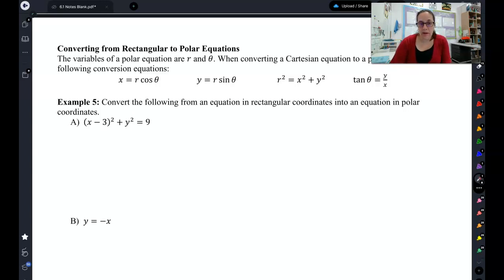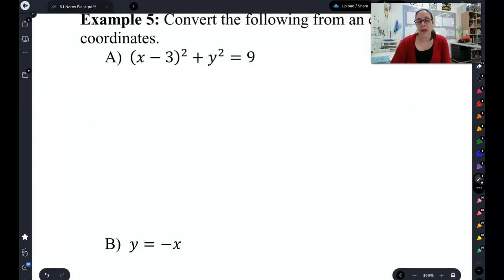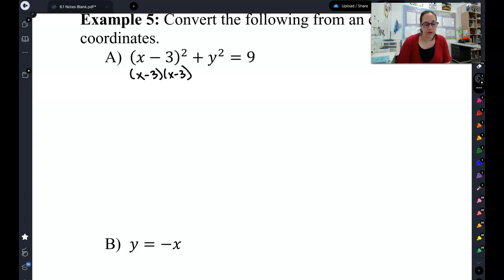So we're going to start by converting rectangular or Cartesian equations into polar equations. So we're going to convert x and y into r and theta. So what I would do first on this problem is simplify it out. So we have x minus 3 squared. Let's actually square that and distribute, FOIL it all out.